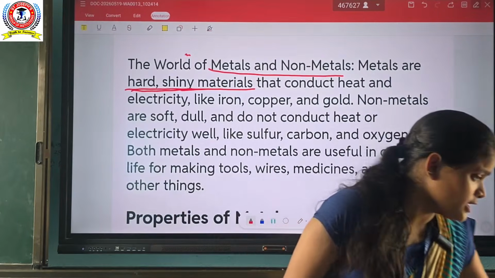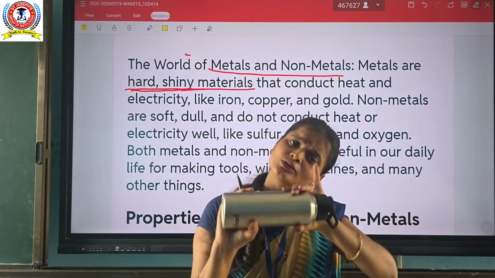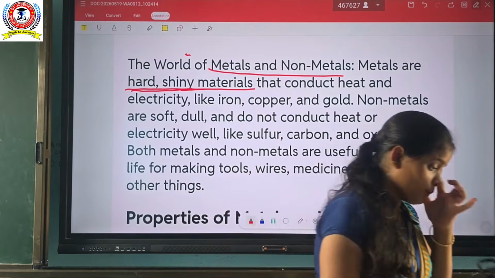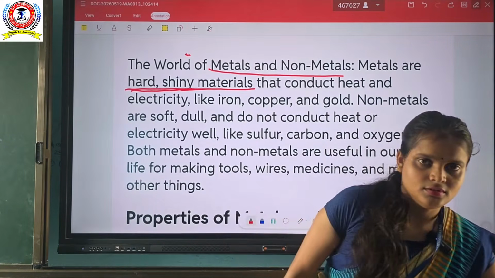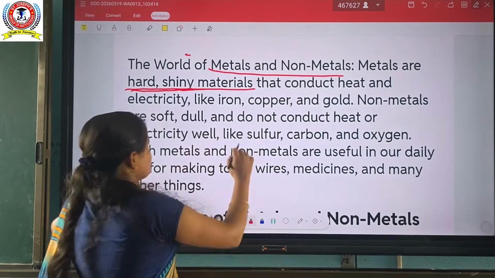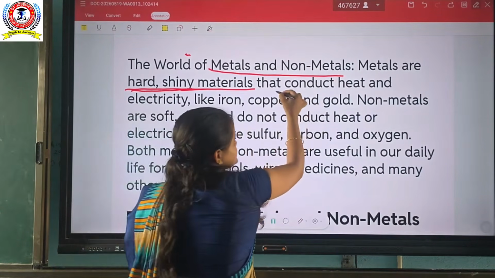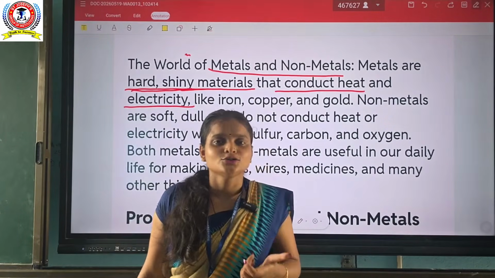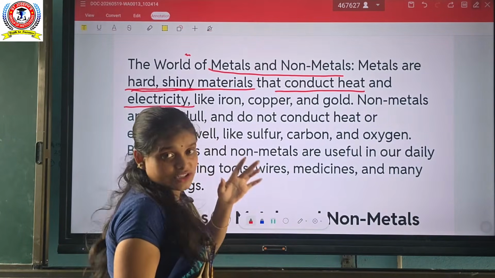Okay, I'm just asking you, is a water bottle hard or soft? Can you break down this water bottle easily? Yes or no? Can you break down this duster easily? It is impossible. We need extra force. We apply force to break it down. So first of all, metals are hard, shiny material that conduct heat and electricity. I'll show you after that how metal conducts electricity, how metal conducts heat, okay, and how they shine.